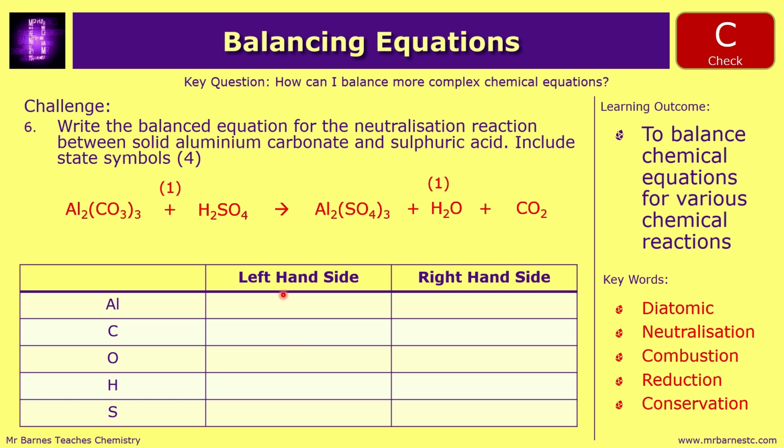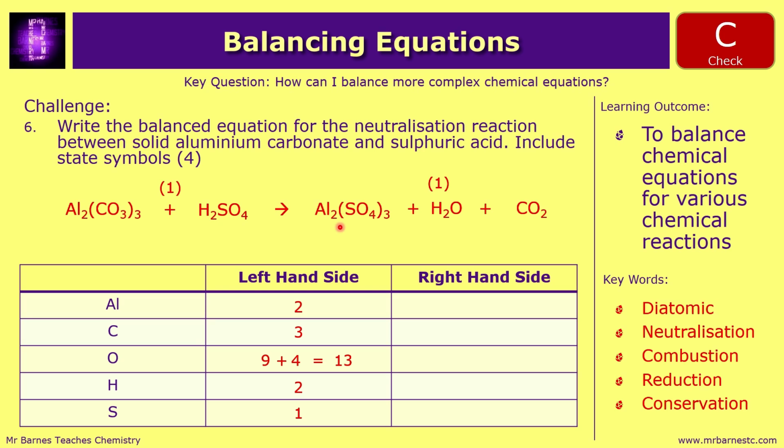Your next step is to count up what you've got. So I've got 2 aluminiums, 3 carbons, 3 times 3 is 9 oxygens, plus 4 here, so that gives me 13 in total, 2 hydrogens, and 1 sulphur.